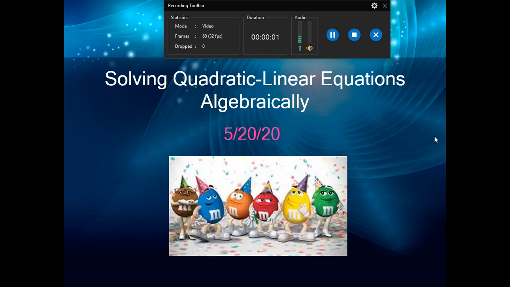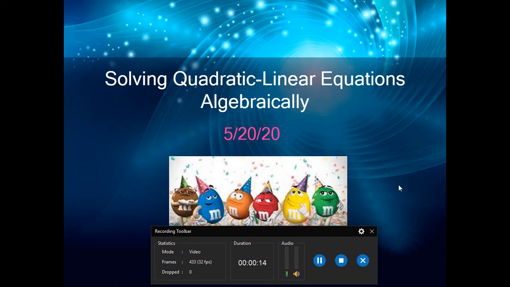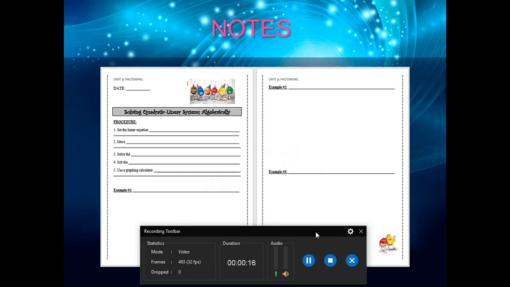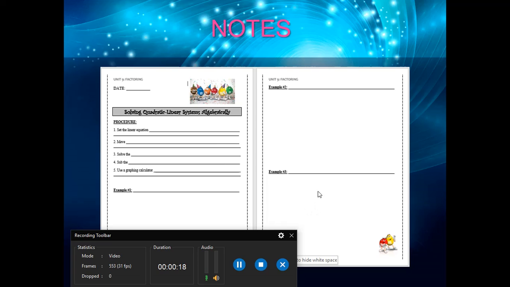Today we're going to solve quadratic linear equations using an algebraic method. You can use the date of May 20th for your notes, and this will be the last lesson for this huge unit. Your notes are 2 pages today.